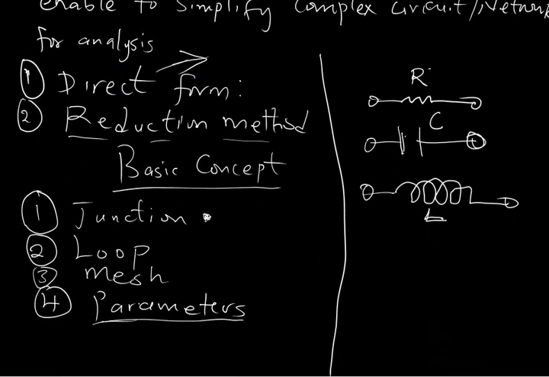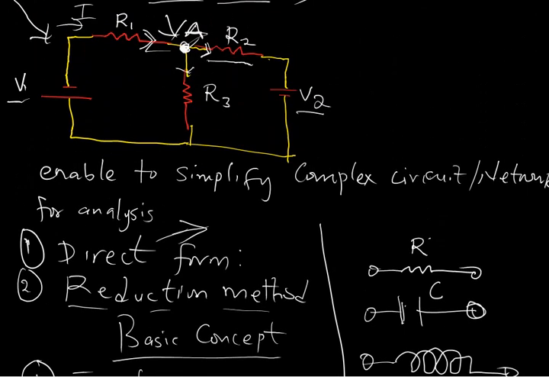Then the next is a loop. A loop is a closed conducting path through which current flows. In a simple way, a loop is a path through which current flows from a point and returns back to that particular point. Or you can define a loop as a closed conducting path in which, as we go through it, we cannot encounter any circuit element more than once.